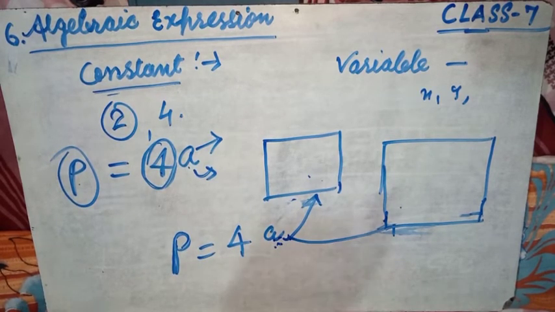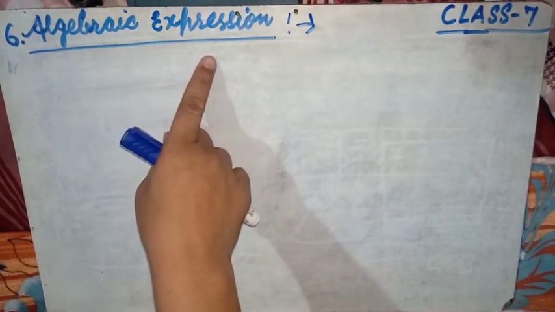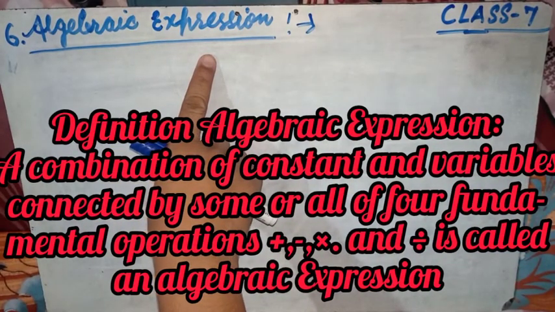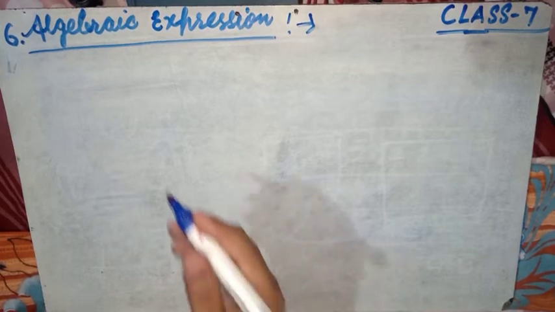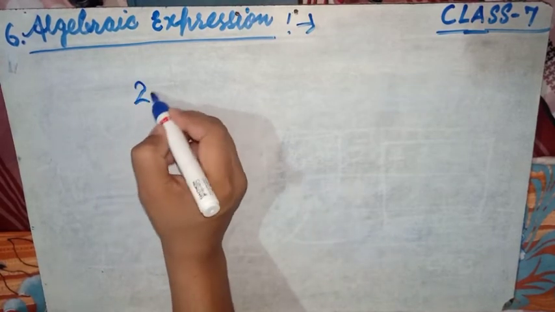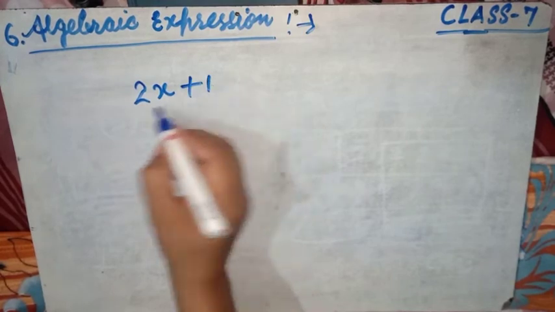Okay, now the next point is, I'm going to define the term algebraic expression. What does it mean? A combination of constants and variables connected by some or all of the 4 mathematical operations like addition, subtraction, multiplication and division is known as an algebraic expression. Example, as for example, suppose here is 2x + 1. Here have a look.